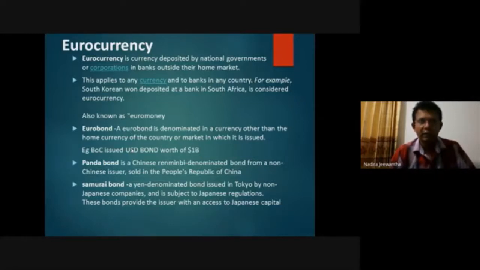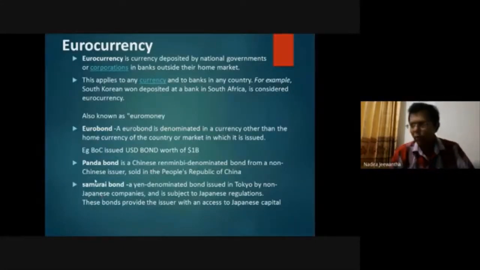So the thinking is whether we go for the international market or not. That is one thing. And also remember, once there were a lot of discussions on panda bond and samurai bond and also sukuk bond. Have you heard of sukuk? Now, panda bond is what? Issued in Chinese renminbi. Samurai bond is issued in Japanese currency, JPY.